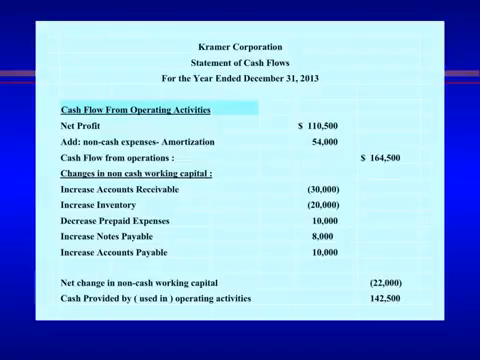So in terms of the big picture for our statement of cash flows, our cash flow from operating activities: net profit 110, add back the amortization of 54, we got 164,500. Then we've got our working capital changes, which total $22,000 to the negative, so that means that $22,000 of cash went out the door. Okay, and cash provided, after all is said and done, from operating, from running our business, we still got an extra $142,500 in cash coming in the door.